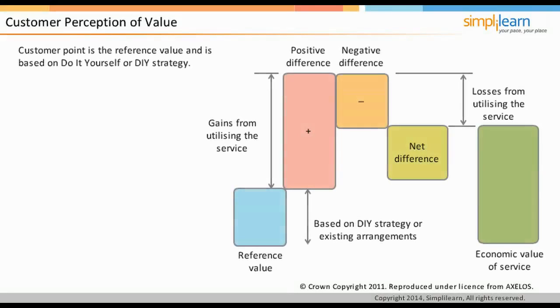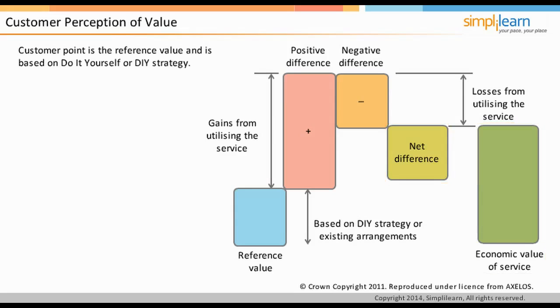Customer point is the reference value and is based on do-it-yourself or DIY strategy. The positive difference is based on the perceived additional benefits and gains provided by the service provider. The negative difference is what the customer would lose by investing in the service. The net difference is the actual perception that the customer has of the service offered after ignoring the negative difference. The economic value is the sum of reference value and net difference.